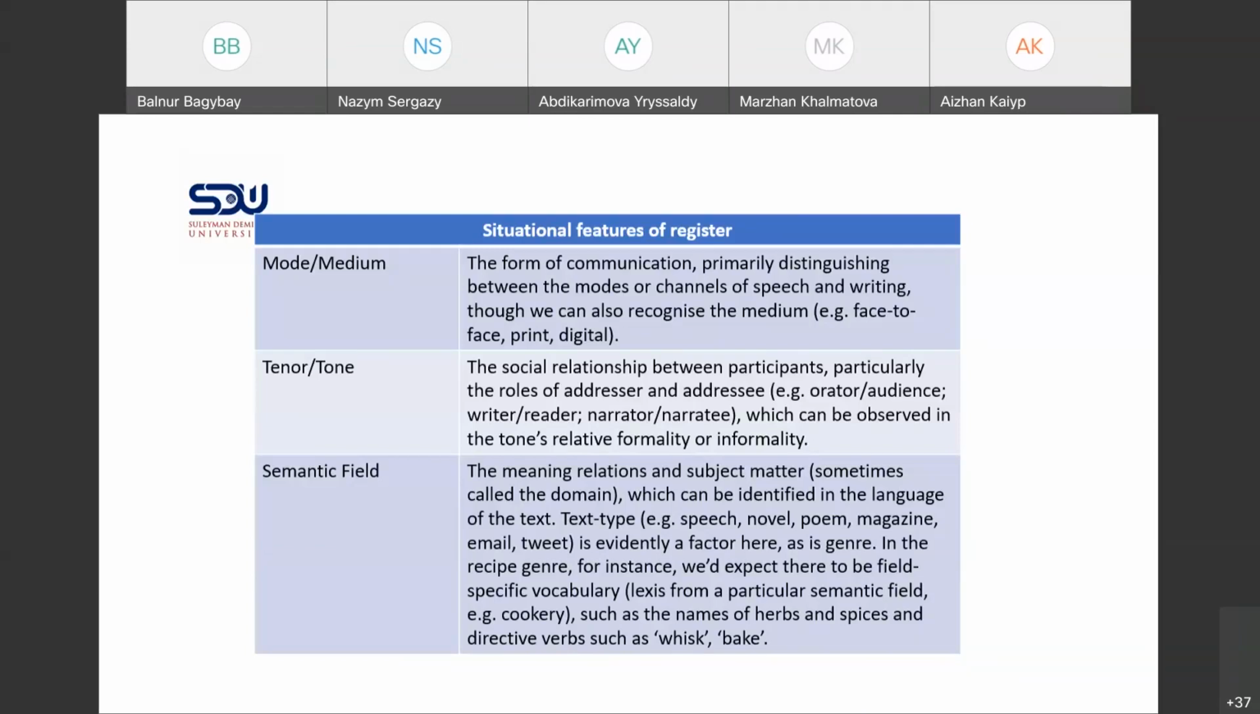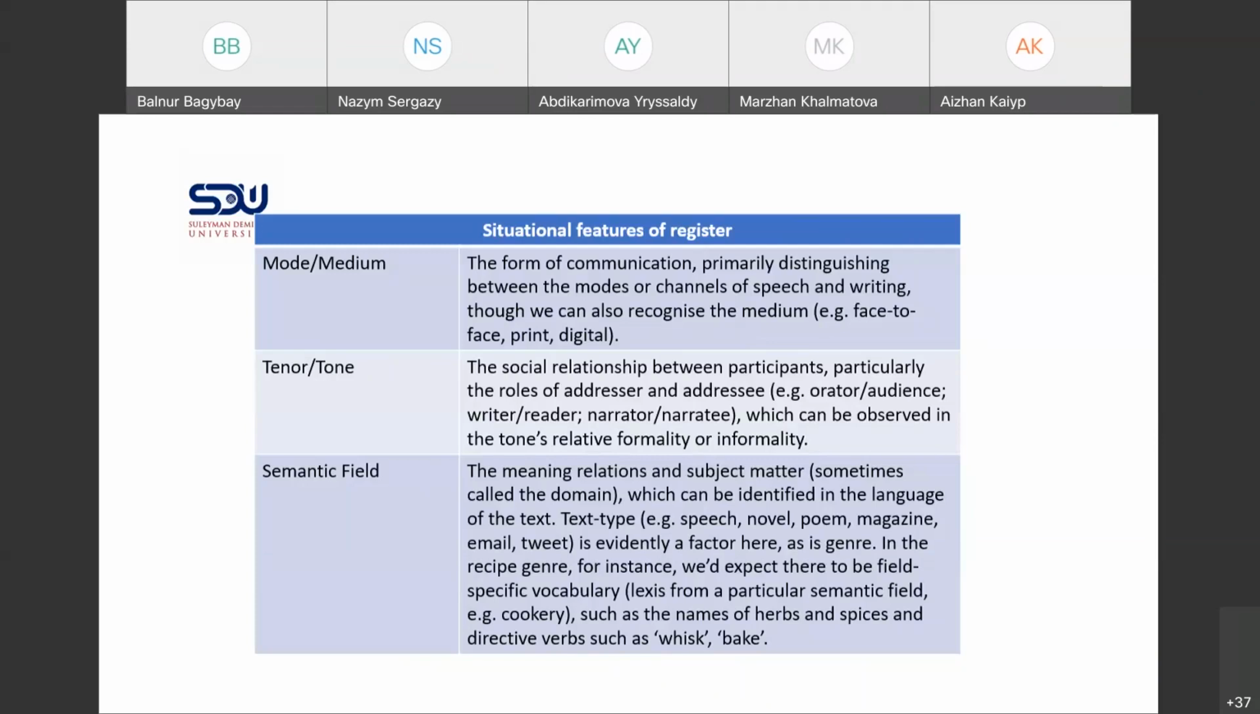So tone is a kind of relationship that can be observed, relative to formality or informality. For instance, there is an orator and audience, and depending on the level of social relationship between the orator and audience, the tone can differ from formal to informal, as you may see.